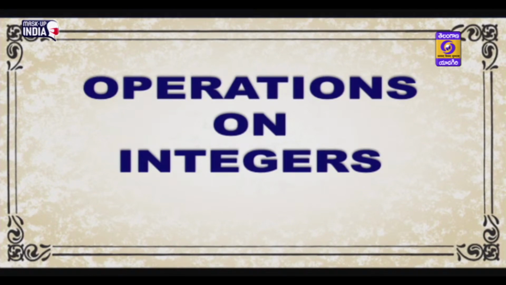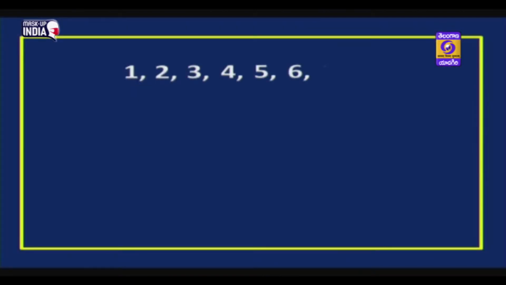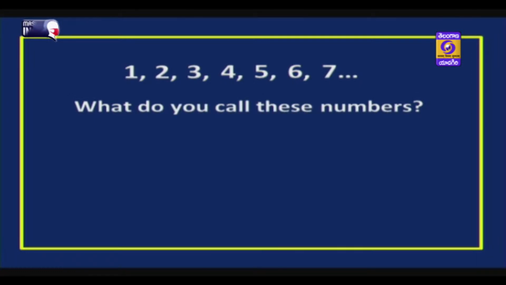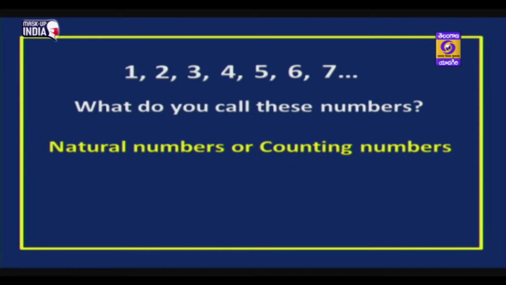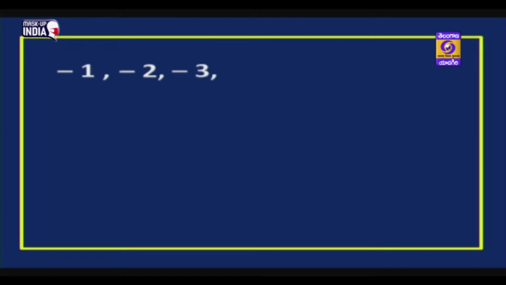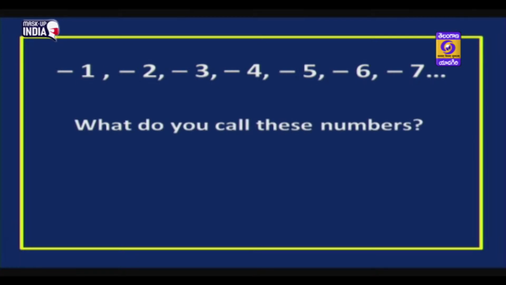Before exactly going to that, children, let us quickly recall what we have learned in our previous sessions. Children, take a look at the numbers shown on your screen: 1, 2, 3, 4, 5, 6, 7 and so on. Do you know what these numbers are called? Absolutely right children, they are called natural numbers, or even we call them counting numbers. Now take a look at the numbers shown on your screen now. Do you know again what these numbers are called? You are right once again children, they are negative numbers.